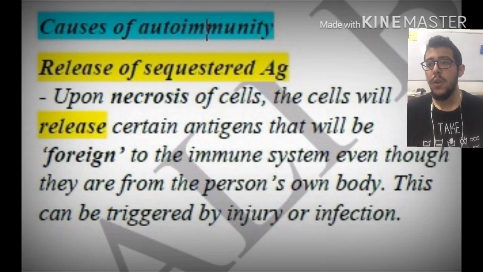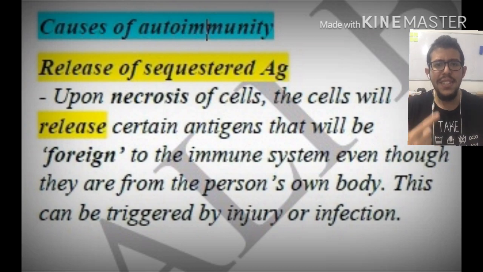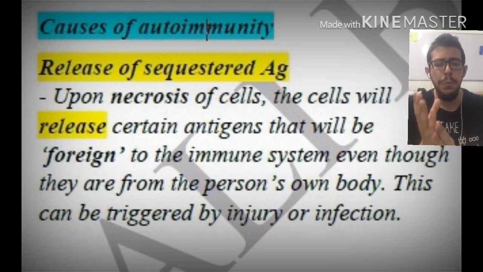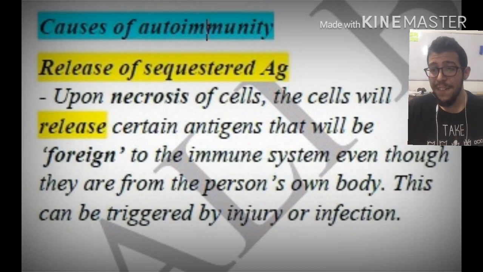Moving on, this is going to be triggered by an injury or infection. The release of these sequestered antigens that are present within the cells, and the miscommunication in our body and the misinterpretation by our immune system, is not generally natural. However, it is going to be triggered by an injury or infection.